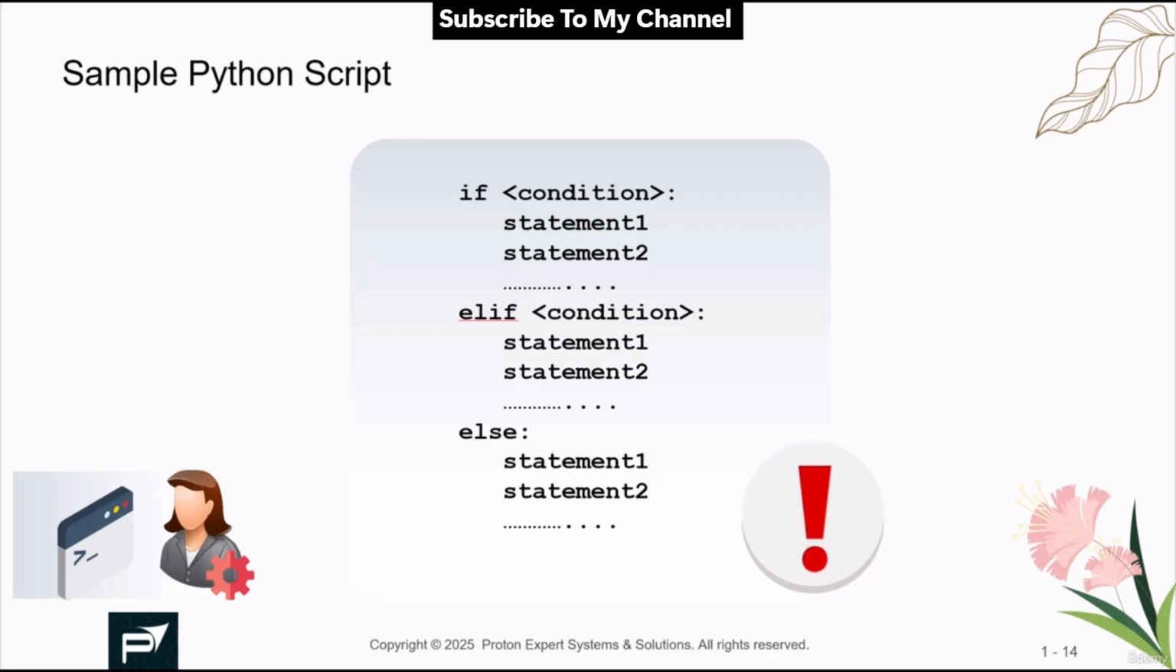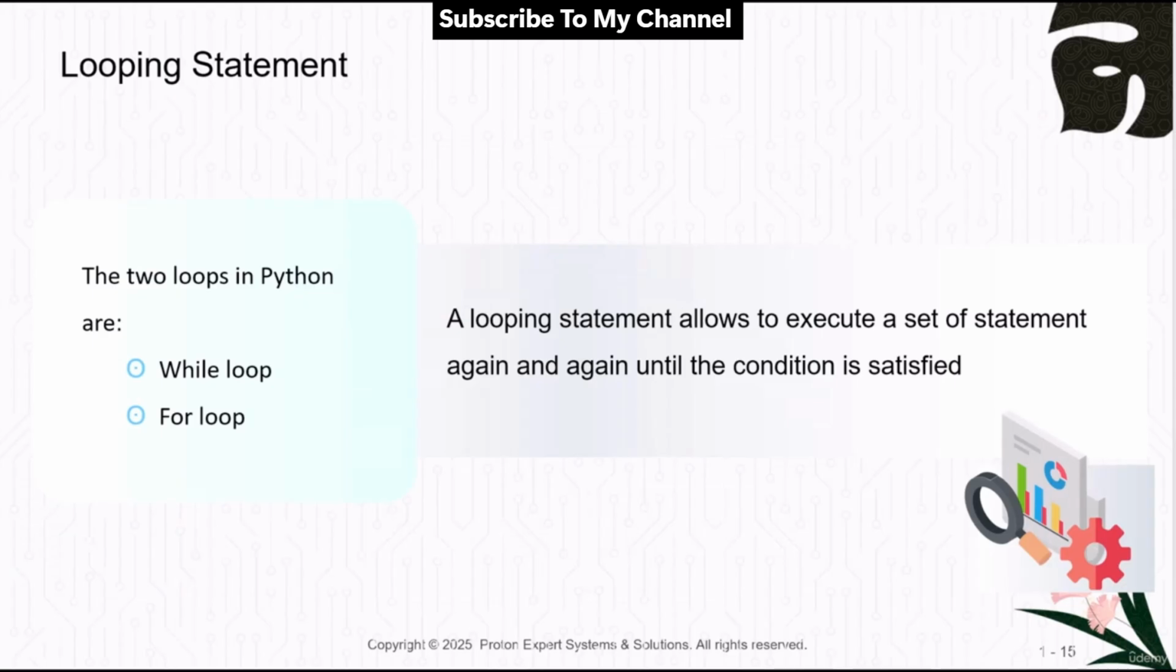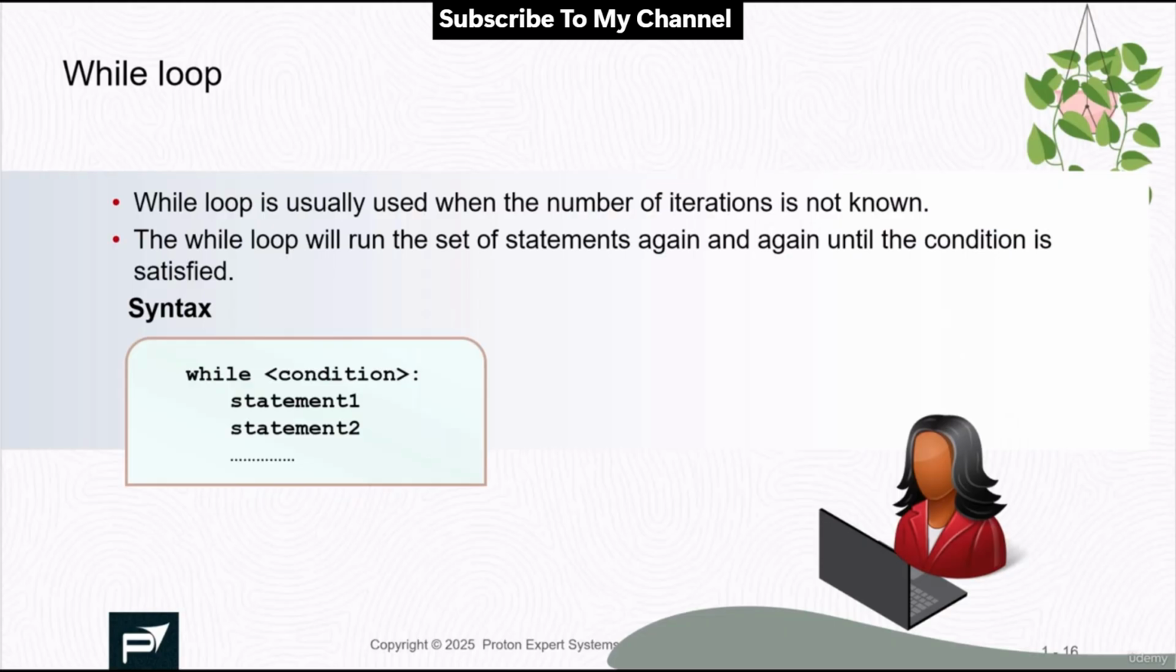What is a looping statement? A looping statement allows you to execute a set of statements again and again until the condition is satisfied. The two loops in Python are the while loop and the for loop. Let's understand how a while loop works. A while loop is usually used when the number of iterations is not known. The while loop will run the set of statements again and again until the condition is satisfied. The syntax explains that if the condition of the while is true, then it executes the statements.